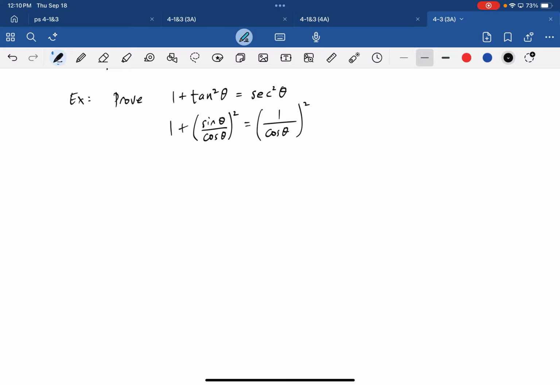Anyways, we multiply both sides by cosine theta squared, right? And that just leaves us with the Pythagorean identity. And we're done. QED. Does that make sense?